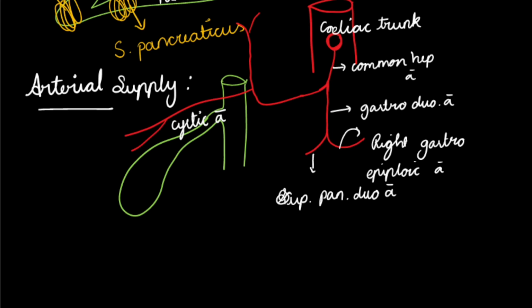So the main arterial supply to the gallbladder is mainly through the cystic artery, then superior pancreaticoduodenal artery and the right hepatic artery. These three form the major blood supply to the gallbladder. Now regarding the venous drainage.